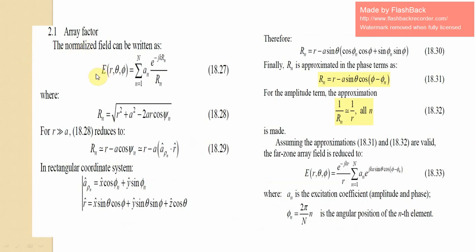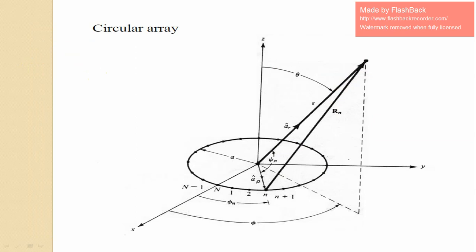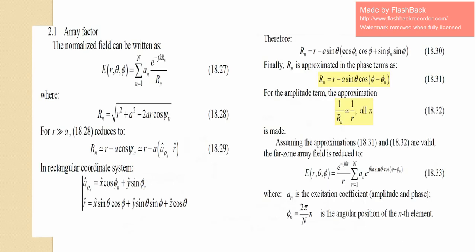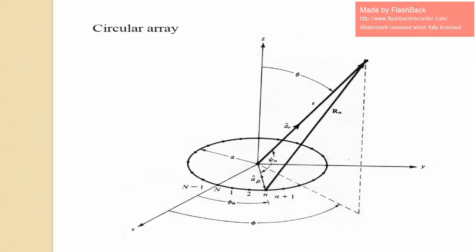Regarding the circular array type of antenna, array means more than two isotropic point sources, up to n isotropic point sources, located along an axis or along a plane. Here, in the circular array type of antenna, all the points are located on the plane, not on the axis. Basically the antenna is placed in the spherical coordinate system, whose components are r, theta and phi.